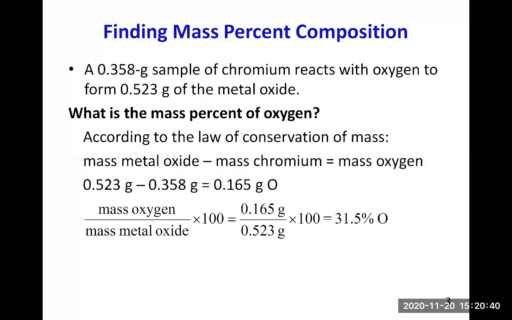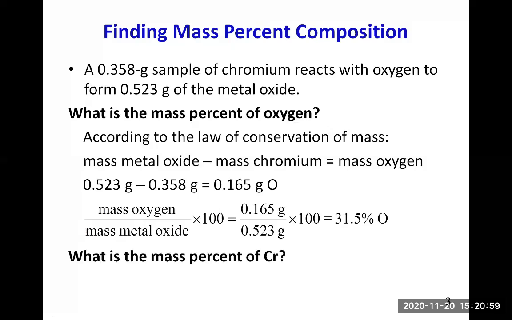So the calculator answer is 31.548, etc. And here, because the given masses both have 3 sig figs, we need to keep 3 sig figs. So 31.5 is the percentage of oxygen in that compound.